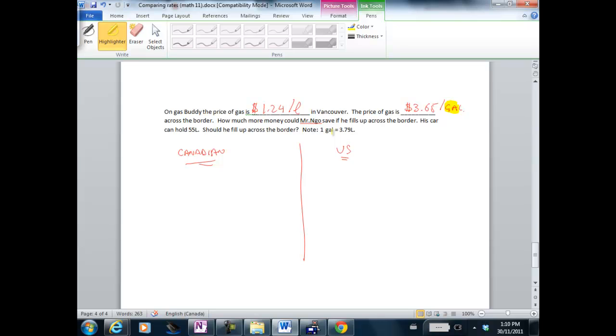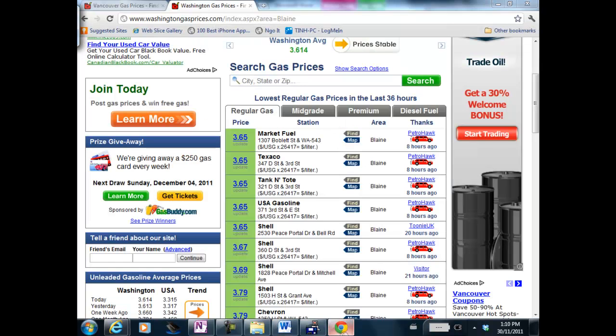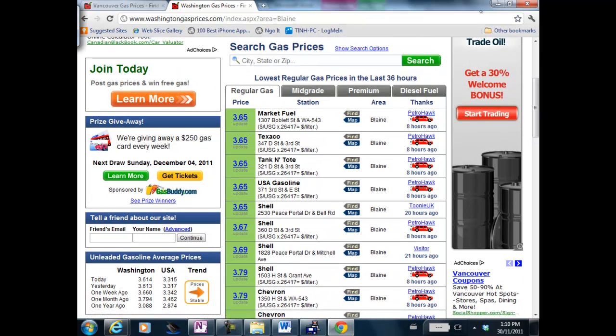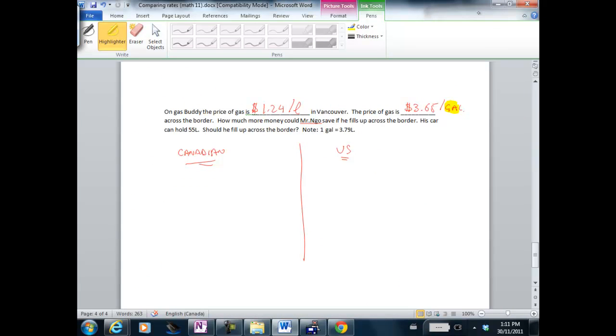This is what they do. Your job is to calculate this. As of right now, the price is standing at 365. That was 8 hours ago. A more current one. It's cheaper to do it in the States, because you have the price. Find a Canadian 124 versus the cheapest one across the border. Good luck.